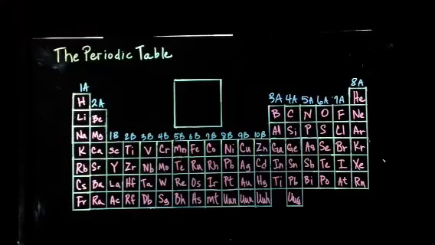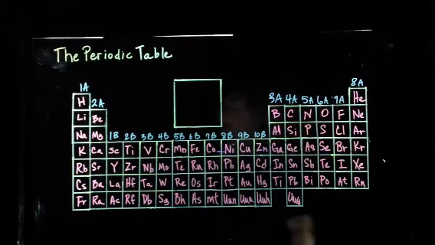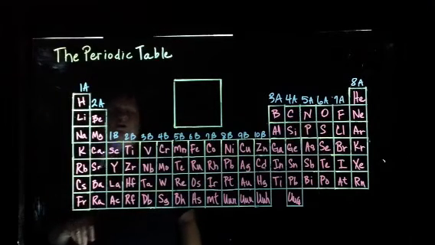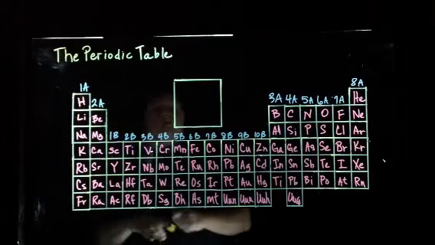Okay, to understand chemistry, we have to be familiar with the periodic table. Now, here I've drawn the periodic table of the elements up on the board, and I want to go through what exactly this table tells us.